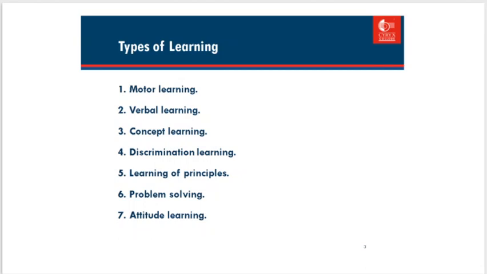Seventh, attitude learning. Attitude is a predisposition which determines and directs our behavior. We develop different attitudes from our childhood about the people, objects, and everything we know. Our behavior may be positive or negative depending upon our attitudes. Example, attitudes of a nurse towards her profession, patients, etc.